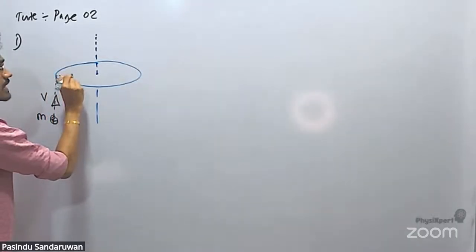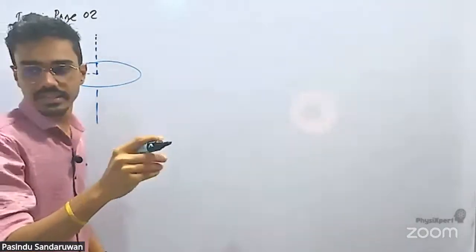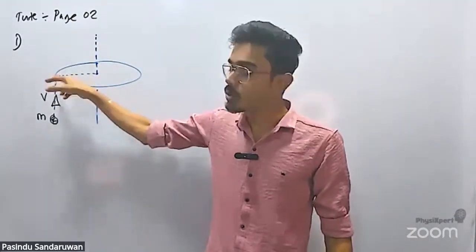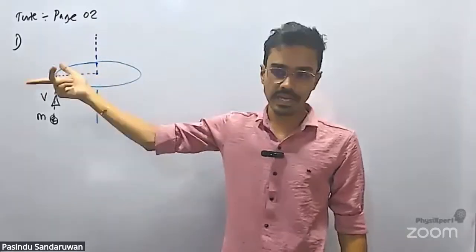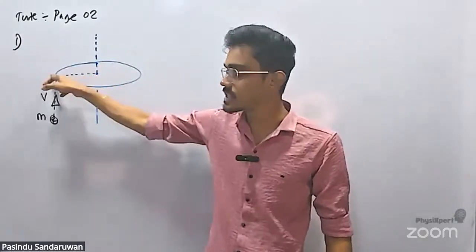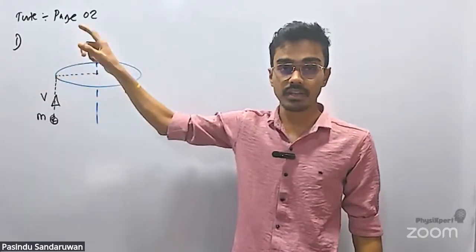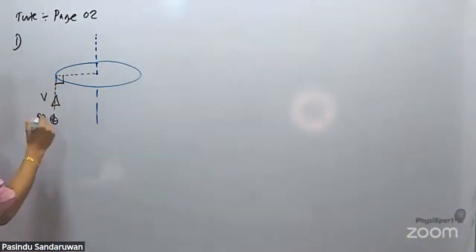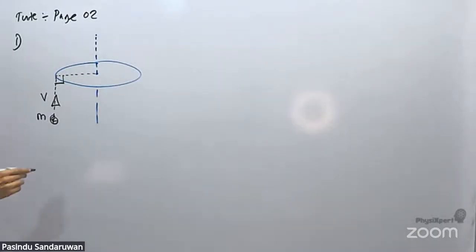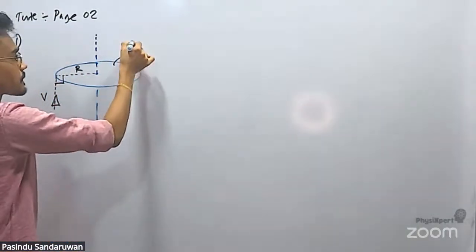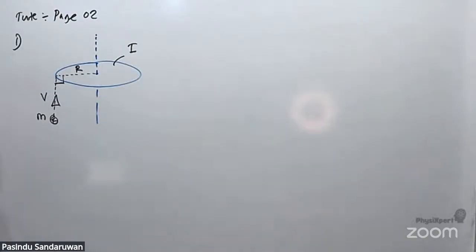Tangential direction means along a tangent, right? Now, if I draw a normal to a tangent, it goes to the center. If you connect the center with a tangent, it will always be perpendicular, right? So therefore, for sure, this is a right angle. This radius is given as capital R, right? And the moment of inertia of the disk is given as I.